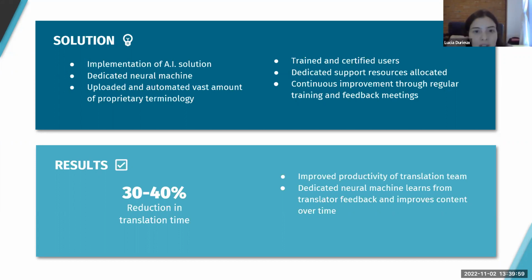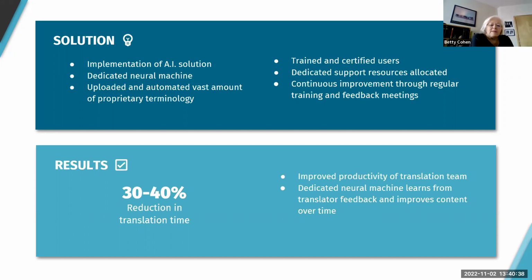So what types of results did they experience? They were able to reduce the translation time, so the turnaround time for a project, by 30 to 40%. They had improved productivity for the translation team, and the dedicated neural machine was learning over time. So over time, they were also seeing that they were getting better and better results with this dedicated machine. Betty, you're the expert on this, so I'll turn to you to share a bit of your experience and some of your feedback from this.